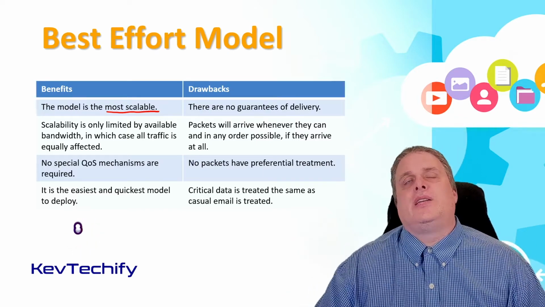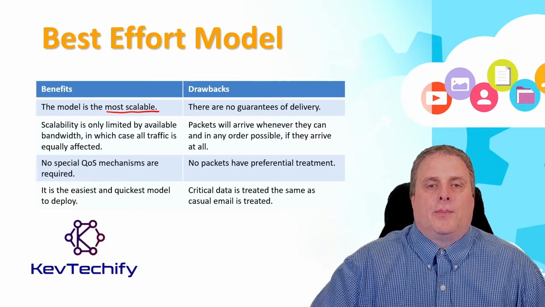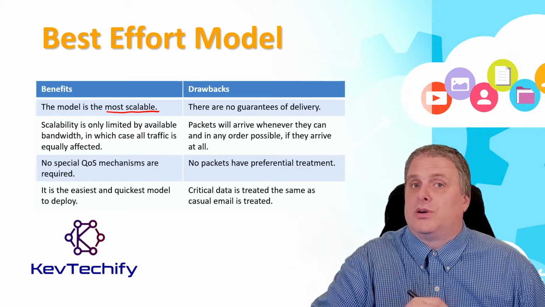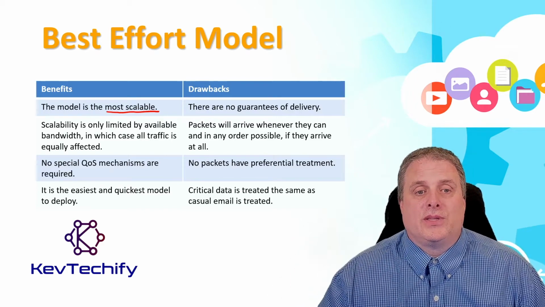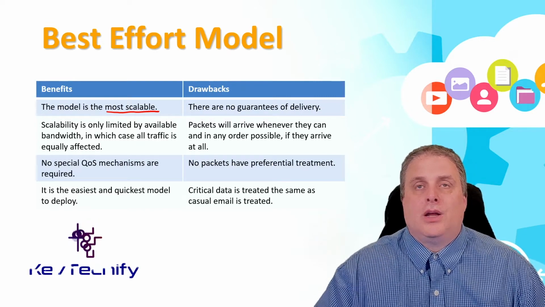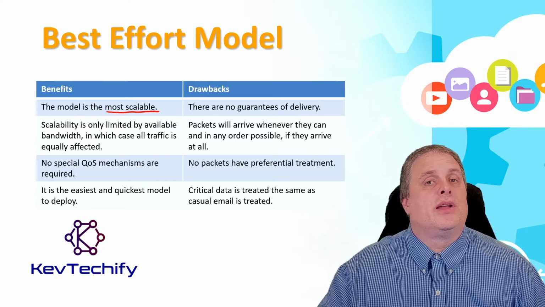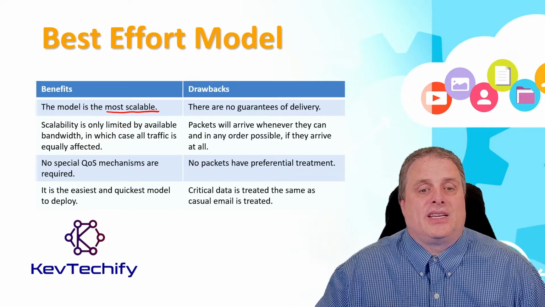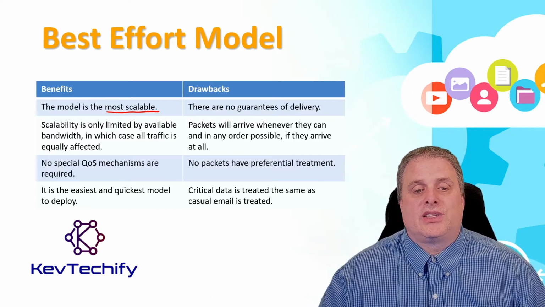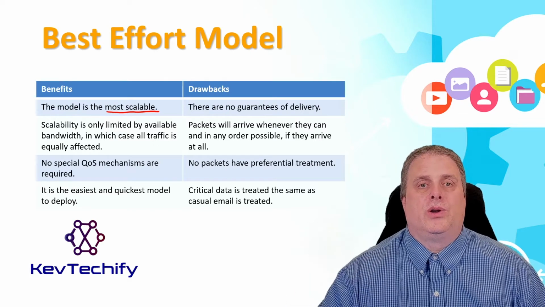There is no guaranteed delivery, so it's not going to make sure data makes it to its end. The packets are going to arrive whenever they can and in any order, so there is no ordering that happens with there. And once again, if they arrive at all. No packets have any preferential treatment, so voice doesn't make it through your network faster than static data. Critical data, once again, is treated the same as a casual email or web page that is traveling through your network.